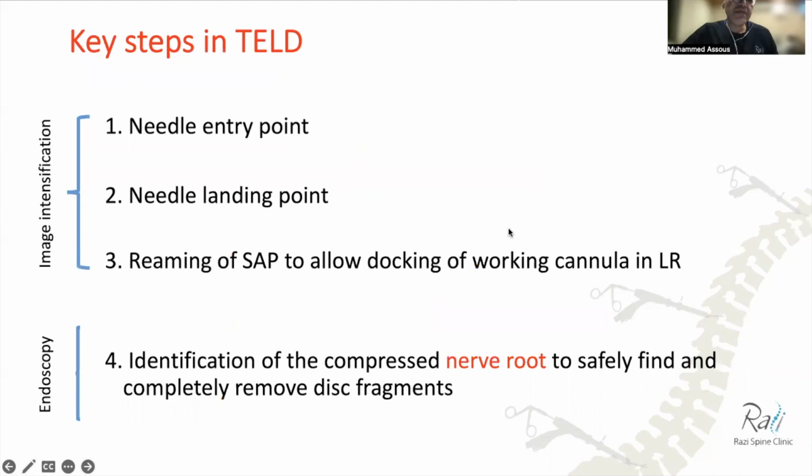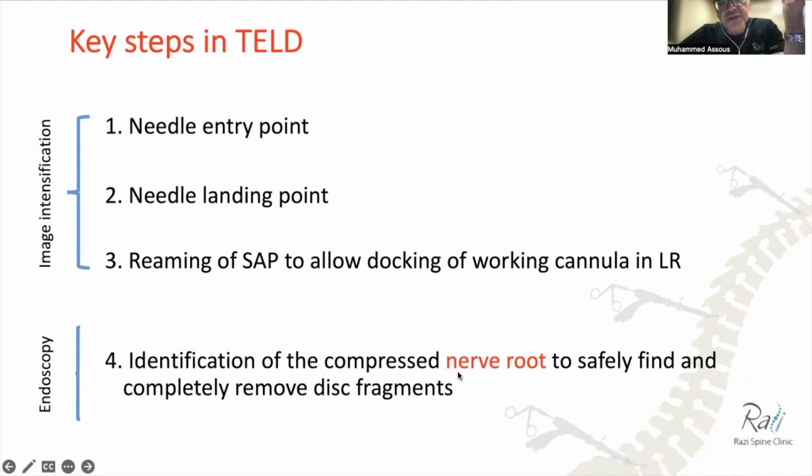So key steps in the transforaminal: I mean, 4 major steps. Number 1 is the needle entry point. Number 2, needle landing point. And then you ream the ventral part of the SAP to allow you to dock your cannula in the lateral recess. So you do this in all cases. The one that you begin with, the 3 steps are done under direct image intensification. And then when you get rid of the C-arm, this is the endoscopy part. Endoscopy part depends on a simple fact.